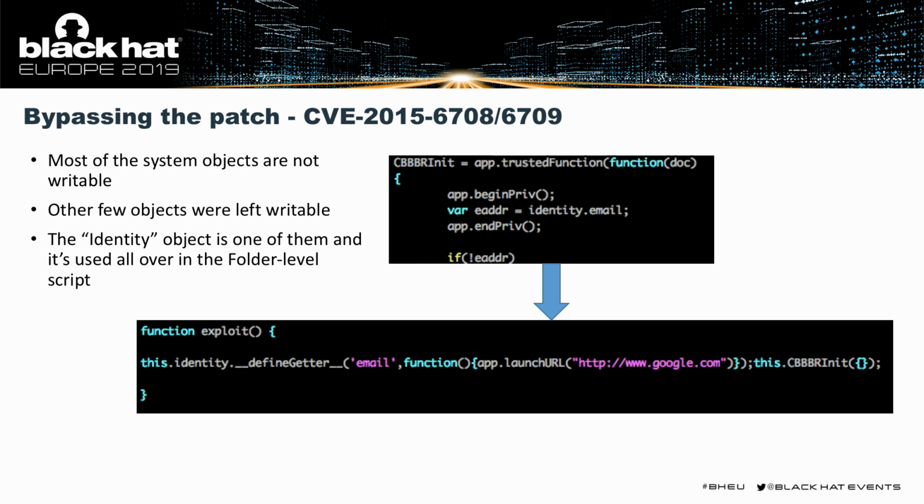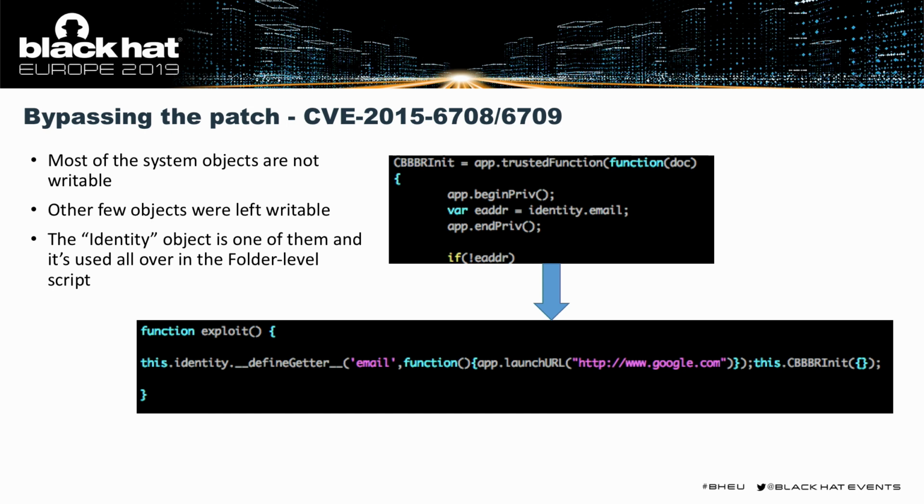So the way they fixed it, I personally thought they would restrict overriding that object. But what they did is they denied executing privileged APIs from inside getters, which is very good because in that case, they would mitigate a whole bunch of other similar scenarios inside that folder level script.